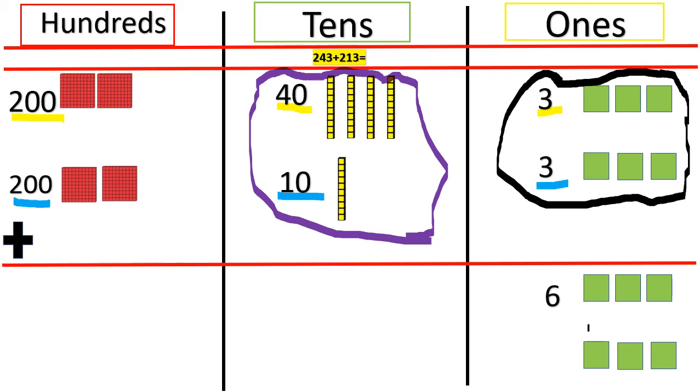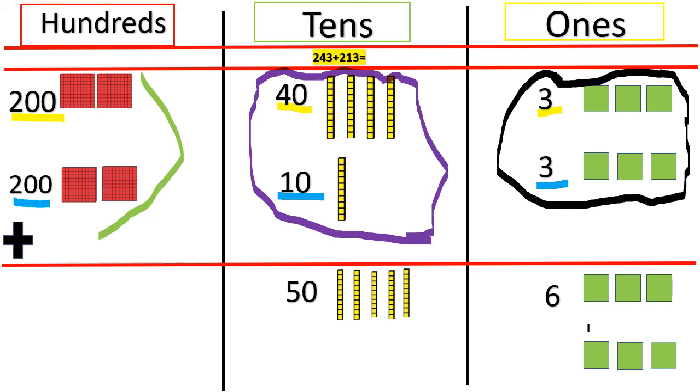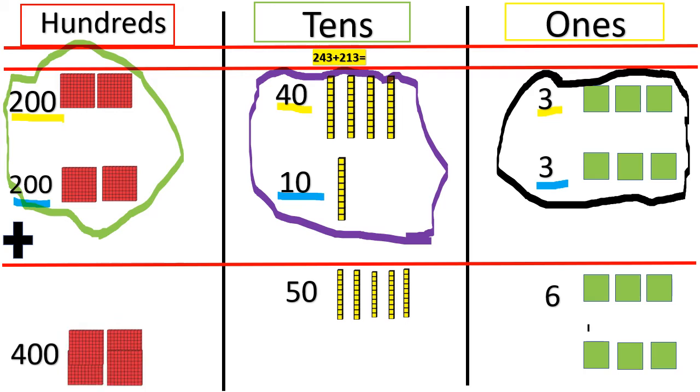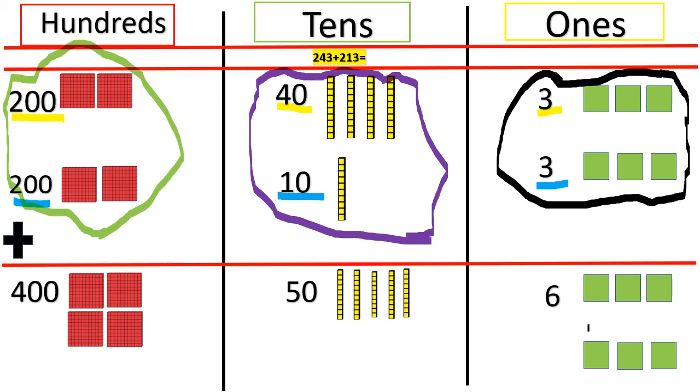10, 20, 30, 40, 50. Last, you add all of your hundreds. 100, 200, 300, 400. So our answer is 456. Great job.